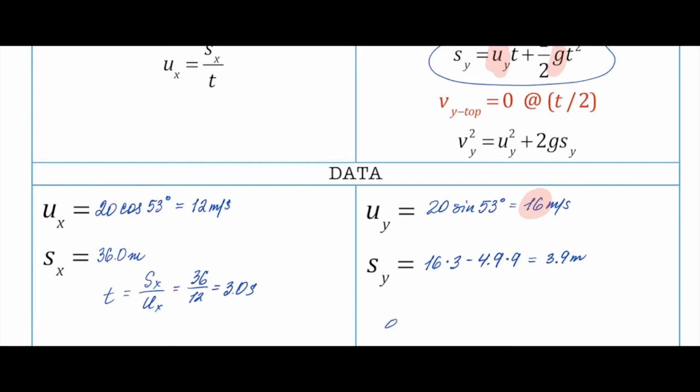So ball, crossbar, don't you just love my AP art? It is definitely going to make the goal. So the answer is yes. By how much? Well, 3.9 minus 3.05. So that's going to be 85 centimeters.